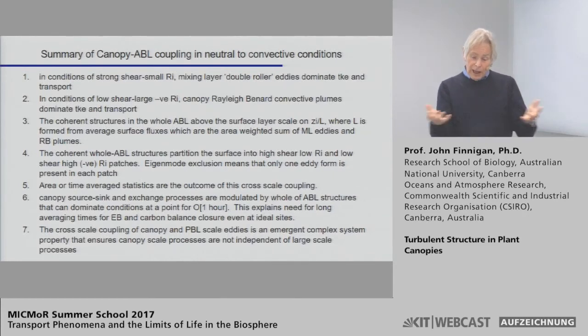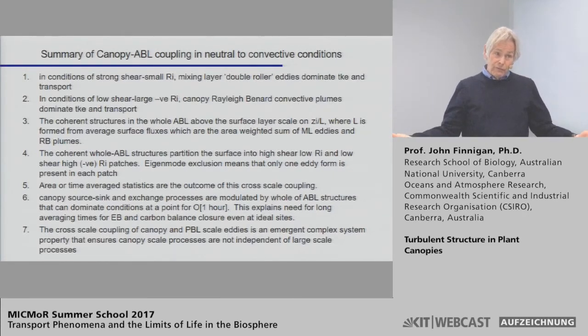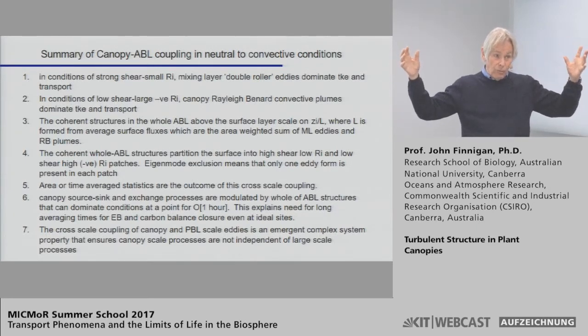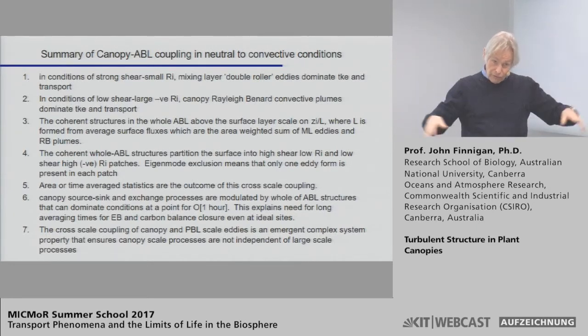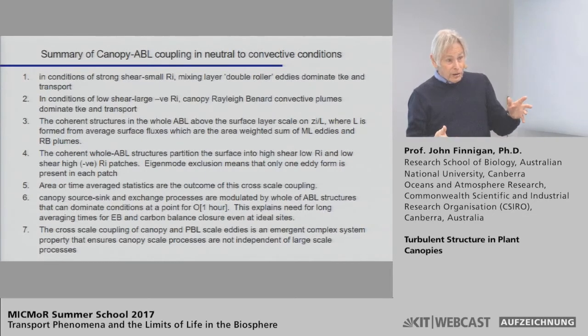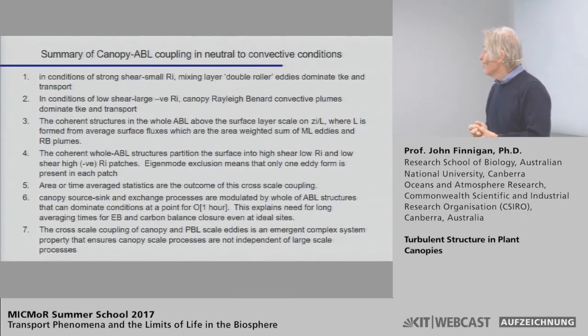But that average heat flux and average momentum flux from the surface is what determines what kind of structure you get in the whole boundary layer. But the structure in the whole boundary layer tells you what the pattern of mixing layer eddies or plumes are. So you have this cross-scale coupling, which is an emergent property of the whole boundary layer.